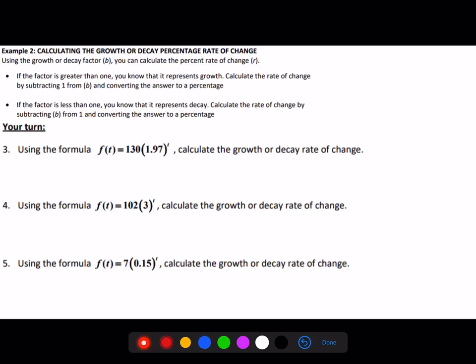All right, so number 3. Looking at this, we have a growth function because b is equal to 1.97, so I know it's growth. So therefore, I can use 1.97 is equal to 1 plus r. Because again, we have growth, so I'm going to use the plus. I'm substituting 1.97 in for b.